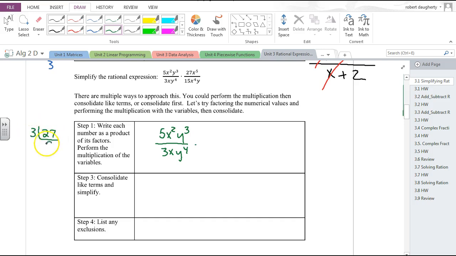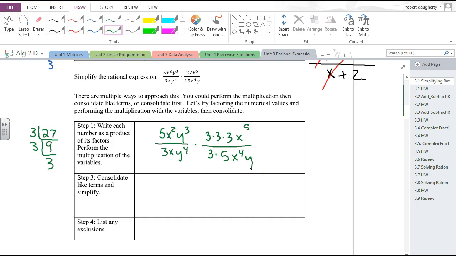How do I write its product of its factors? That's 3 times 3 times 3, right? So this is 27. What about 15? This is not algebra, this is arithmetic. How do I factor 15? 3 times 5. 3 times 5, x to the 4th y, okay?